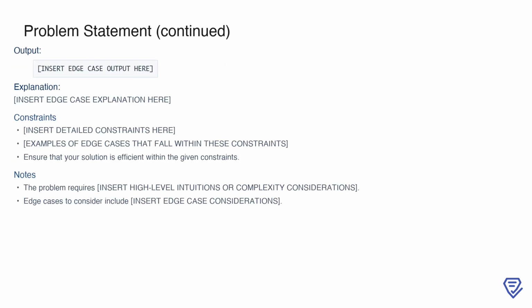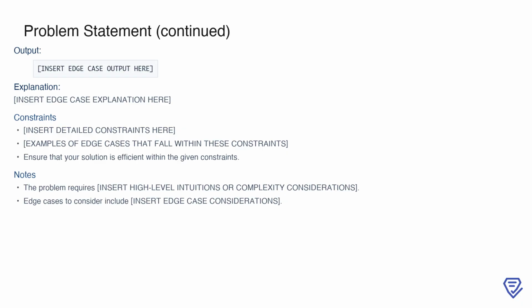For example 3, the output is, insert edge case output here, and here's the explanation, insert edge case explanation here. This edge case highlights a unique scenario that your solution must handle correctly, ensuring it adheres to the problem's constraints. Speaking of constraints, these are detailed as follows. Insert detailed constraints here. These constraints set the boundaries within which your solution must operate efficiently.